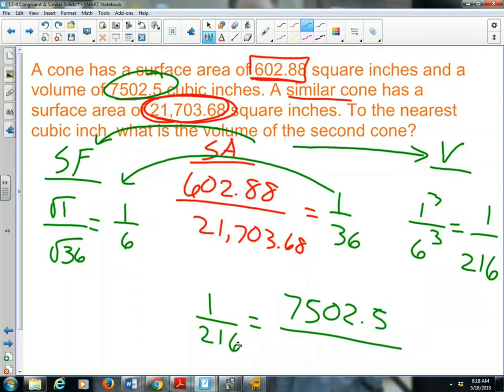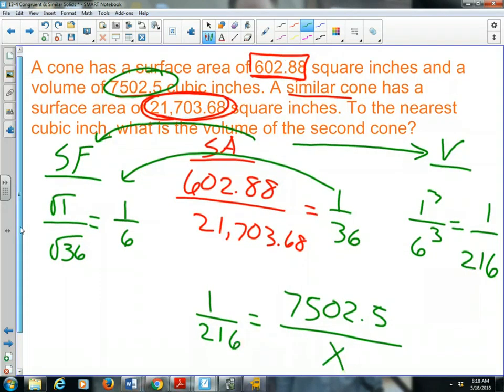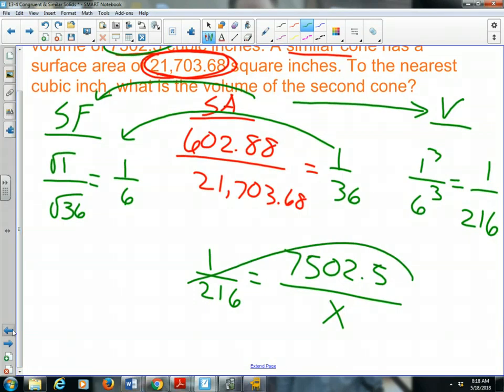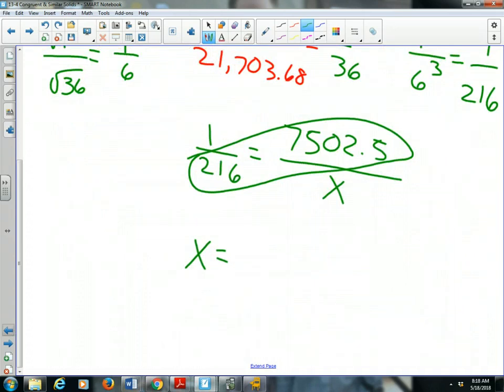So if the smaller cone has a volume of 7,502.5, then what is the volume of the bigger cone? I simply cross multiply this and I get my answer. X equals 7,502.5 times 216, which is 1,620,540 cubic inches.